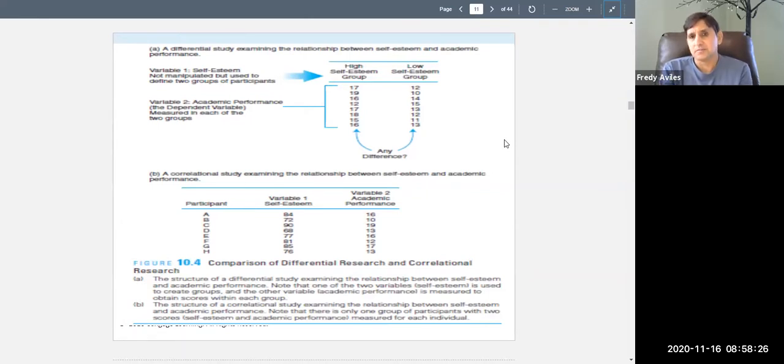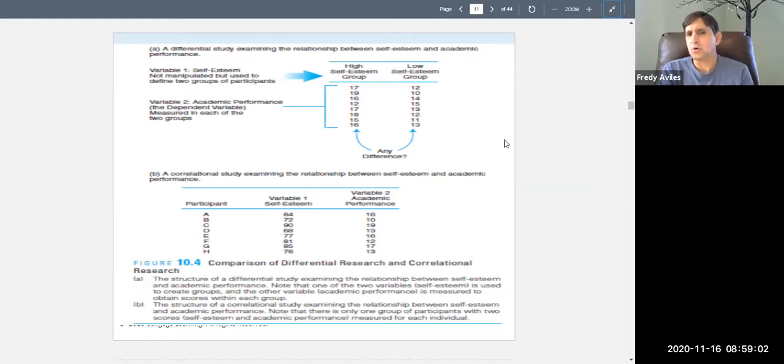So it's different, okay? One gives you a correlation, the other one you're testing a difference. You're looking to see if there's a significant difference. But believe it or not, these two studies over here, even though there's different data, different statistical analyses, they're basically telling you the same thing. Let me explain why. If you find that there's a difference in academic performance between a high self-esteem group and a low self-esteem group, that also means that there's a correlation between self-esteem and academic performance.